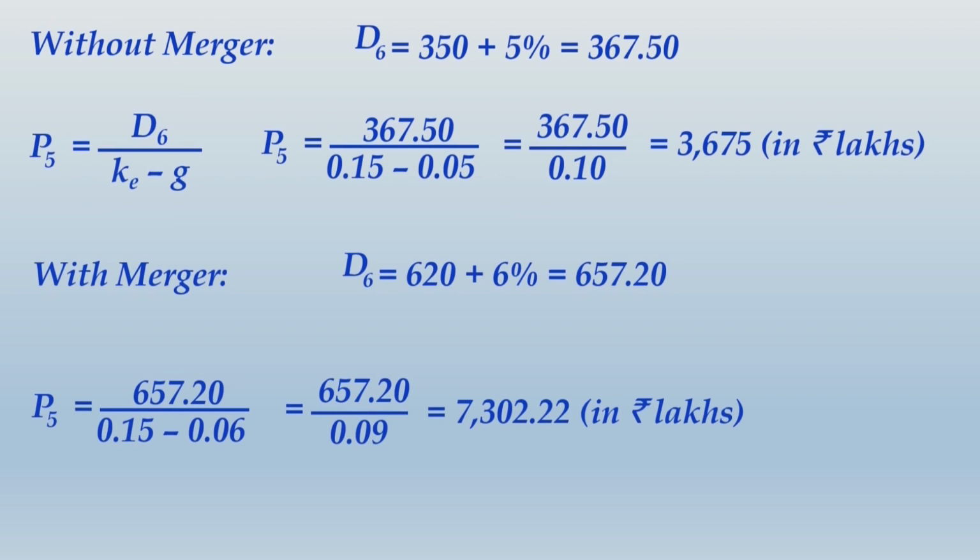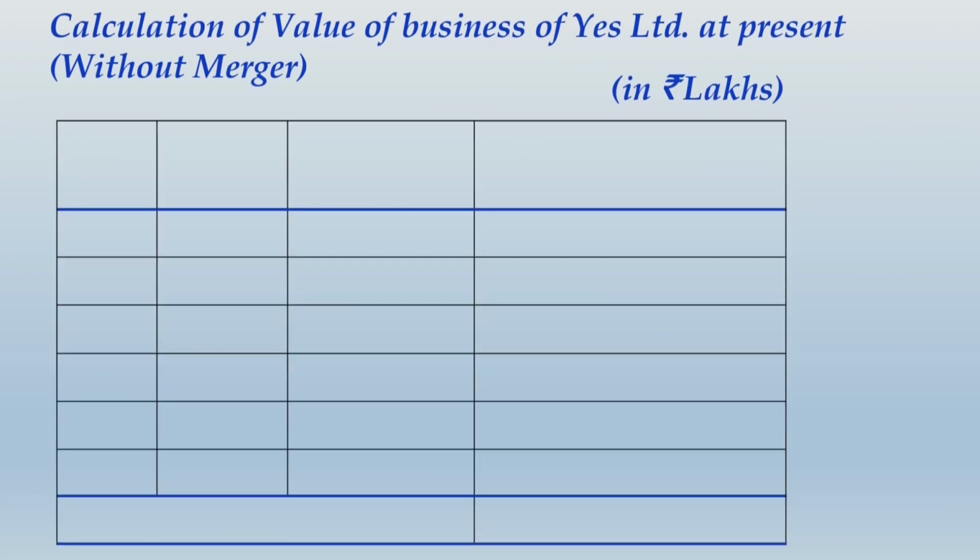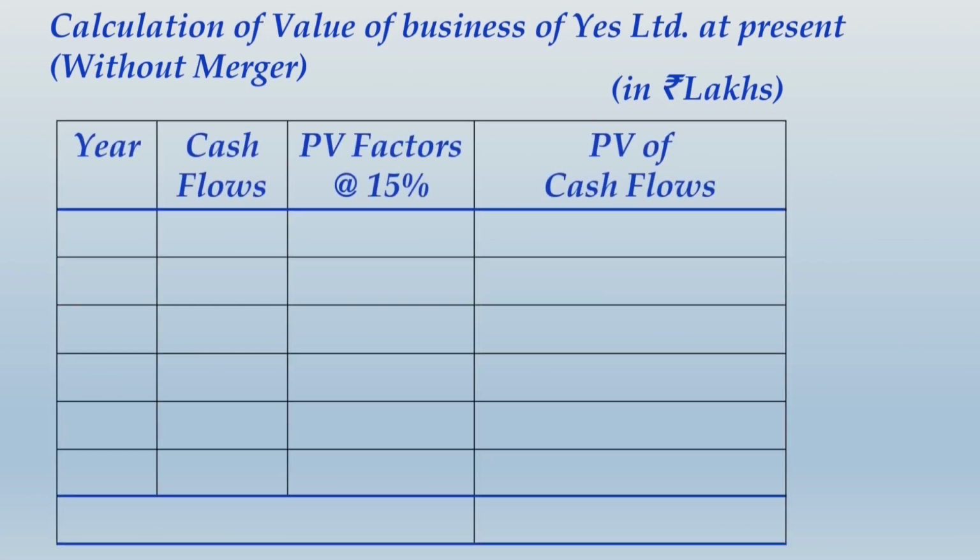Alright friends, you would have finished writing this as well. Let us move ahead and take the calculation of value of business of Yes Limited at present without merger. Now this is going to be simple. You are just going to find the present value of the future cash flows. So we will write up years 1, 2, 3, 4, 5 and 5. 5 has been written 2 times. This 5 for the usual cash flow and this 5 for the terminal value that we have determined in the earlier working.